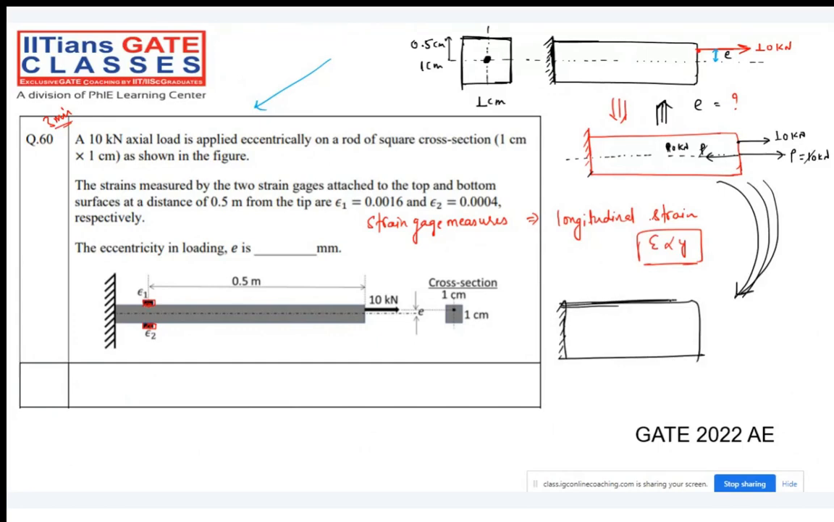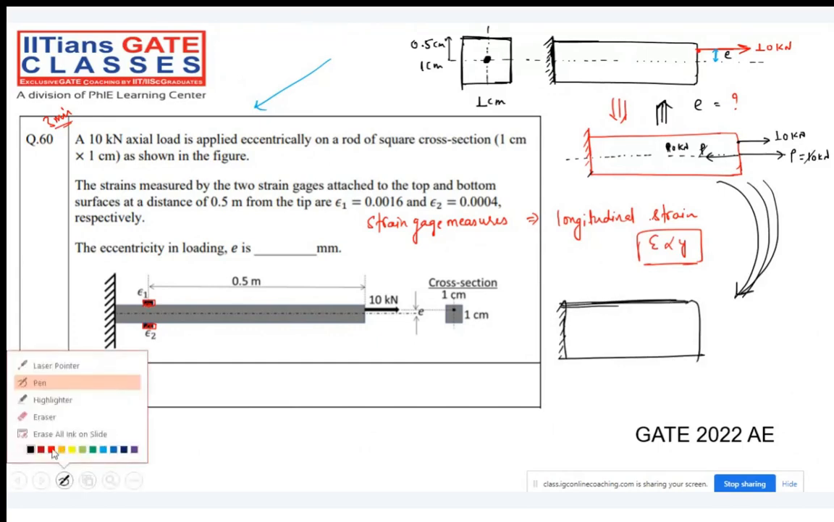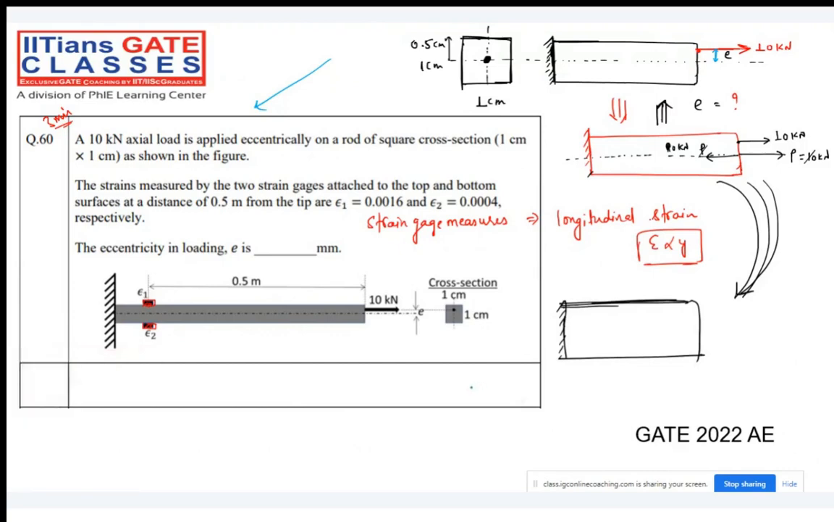For this type of problem only, we do a lot of practice. While just solving hardly 50 or 60 problems, you cannot attack this type of problem, unless you practice at least more than 100 problems in strength of materials, right?